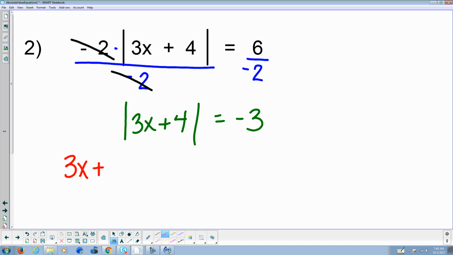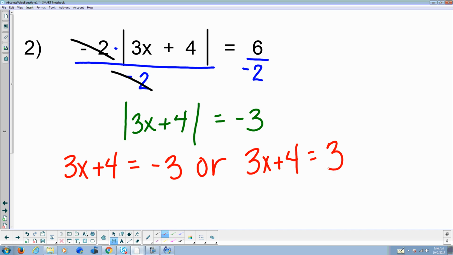3x plus 4 is equal to negative 3, or 3x plus 4 is equal to, change the signs after the equal sign, positive 3. And then I will go through the steps to solve each of these, and then I will check each solution. And after I check each solution, I will write in set builder notation the correct solution.